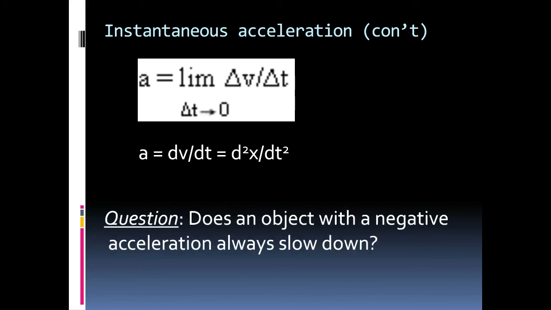So here's a question. Does an object with a negative acceleration always slow down? I should note that in physics, we typically don't use the phrase deceleration. We use the phrase negative acceleration. We have positive acceleration and negative acceleration. So I'd like you to answer this question as well.